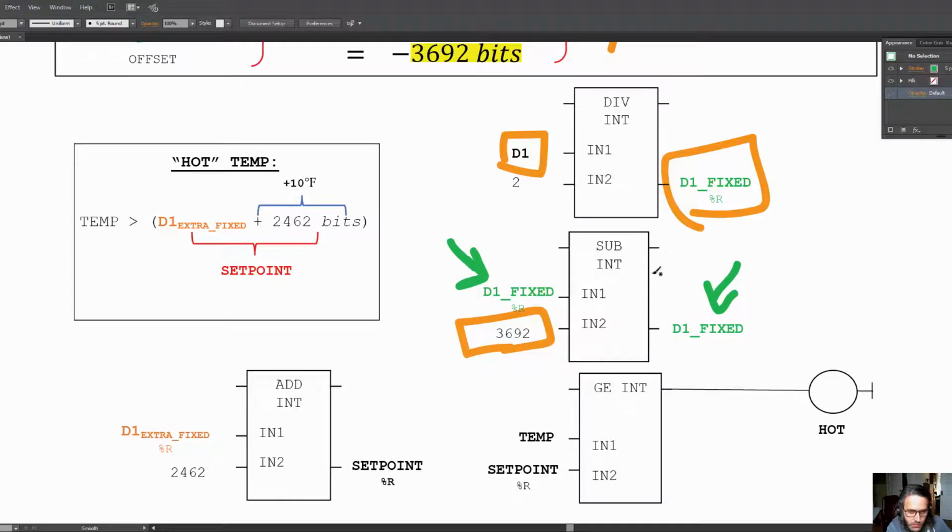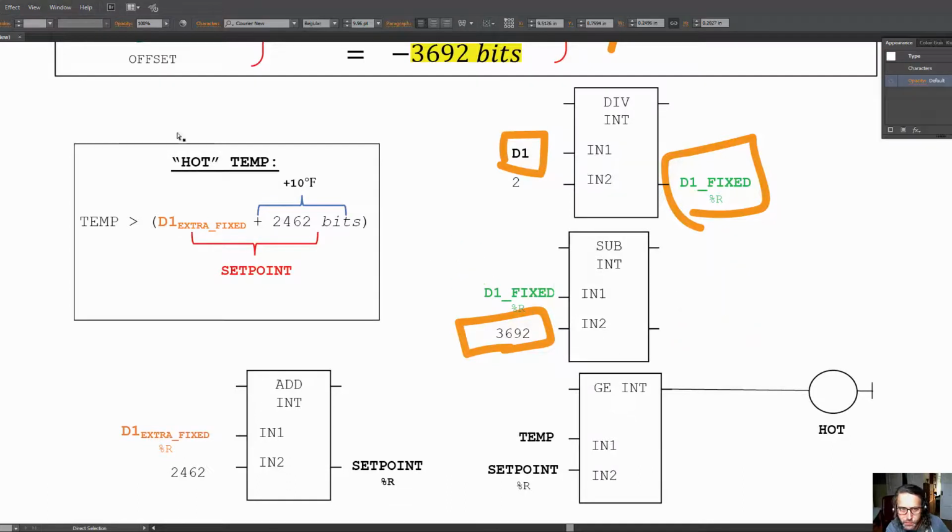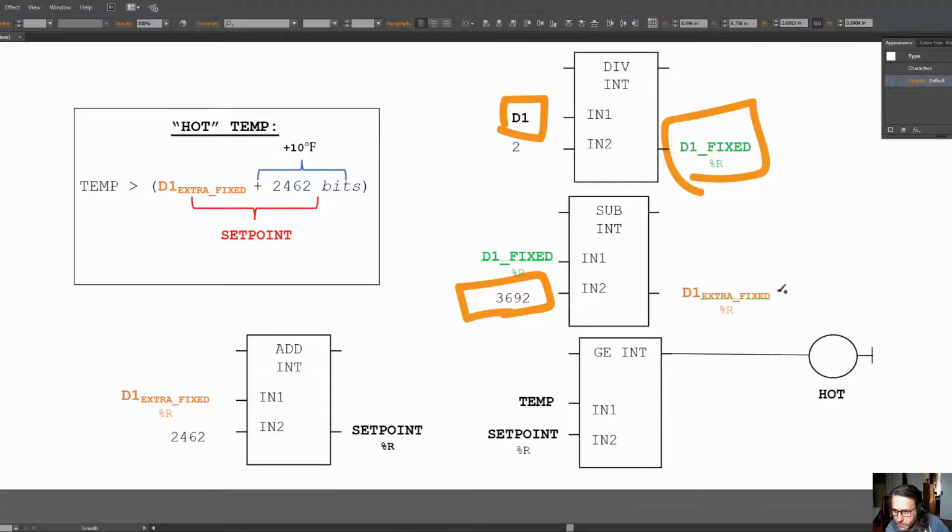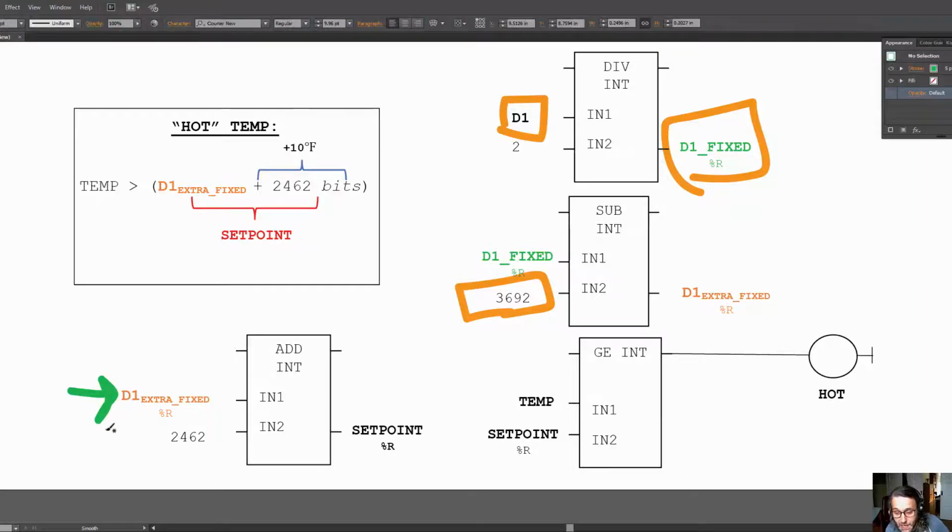I chose to not do that just for clarity, but if I undo all this stuff, it's not like you have to do this. You don't need an extra variable, but it's just a little more clear that way. And so the last two steps are the same, where we're taking our adjusted dial that's been adjusted now for span and 0, adding the bit equivalent of 10 degrees, and then the comparator is the temperature greater than or equal to the set point. So that's how that works. I really wanted to show that to you.